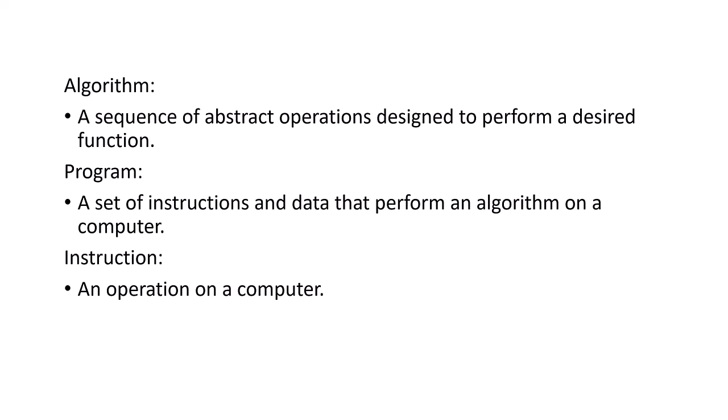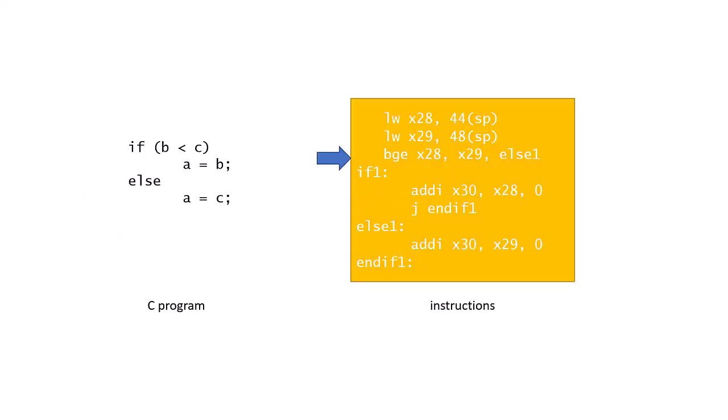We use several abstractions to think about applications and how they're implemented on computers. An algorithm is a sequence of abstract operations that performs a desired function. A program is a set of instructions and data that implement the algorithm. The program, in turn, is implemented as a set of instructions that execute on the computer. Here's a piece of a simple program in the C programming language. It's translated into a set of instructions. These instructions do what the program says, but as you can see, it's much simpler to write the C code than it is to write the instructions.